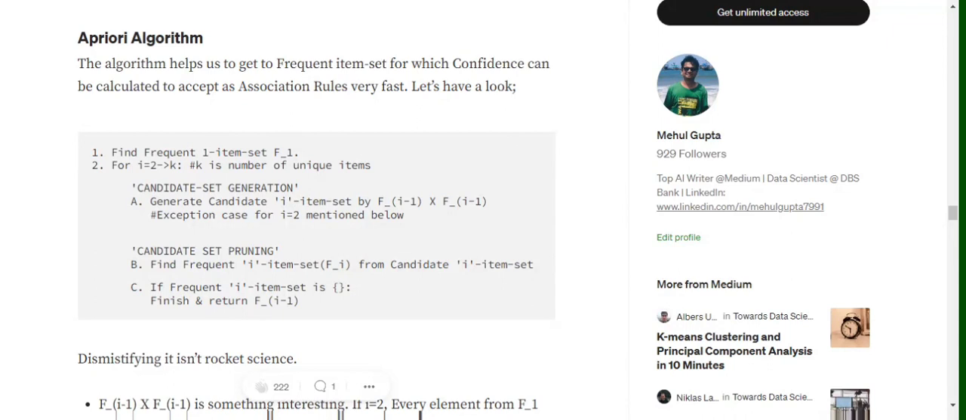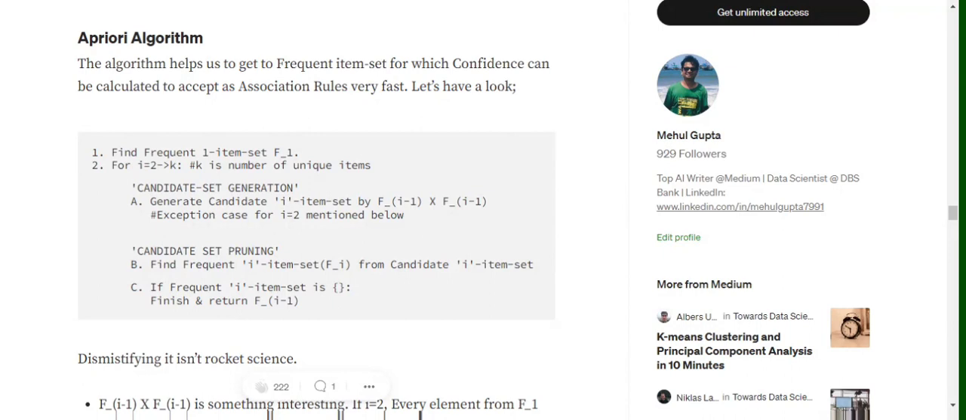This can be done by setting a threshold for the first one, because one item set means that we would be calculating frequency for each element in the item set, and we'll be taking up only those elements which are frequent. Frequency can be determined by setting up a threshold.